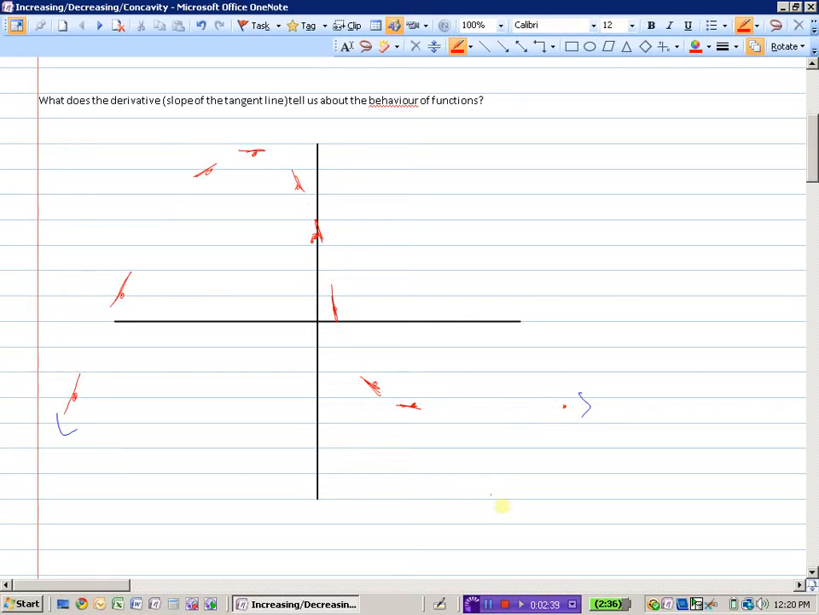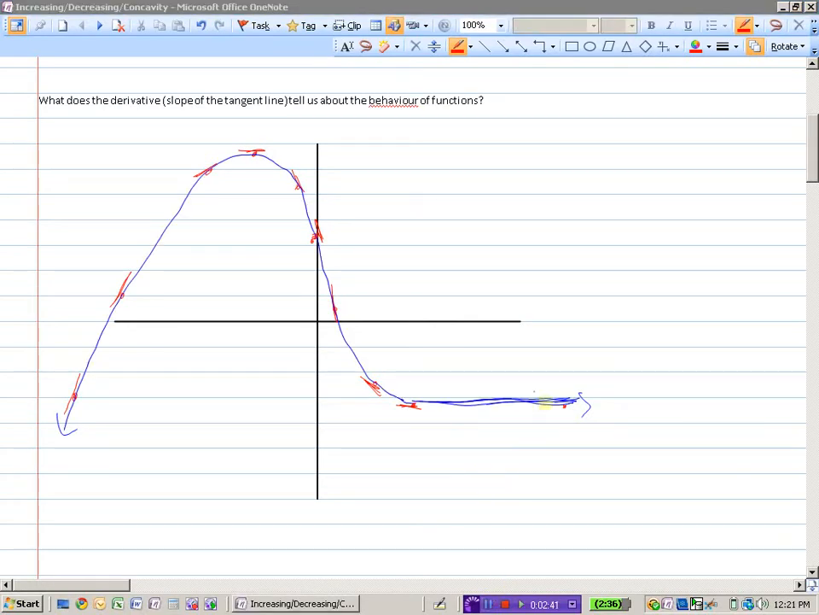Whoop. Sorry, lost the graph there for a second. Now we got her back. Okay. So I put on here some imaginary tangent lines.